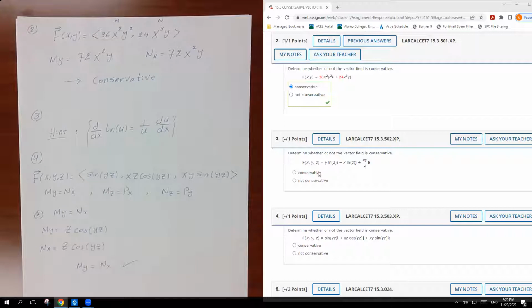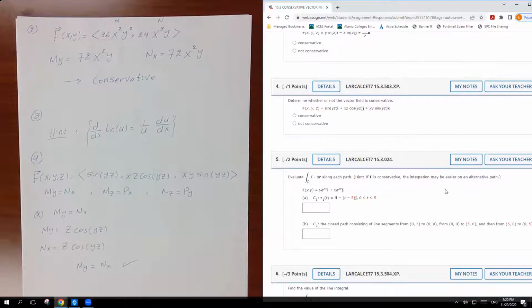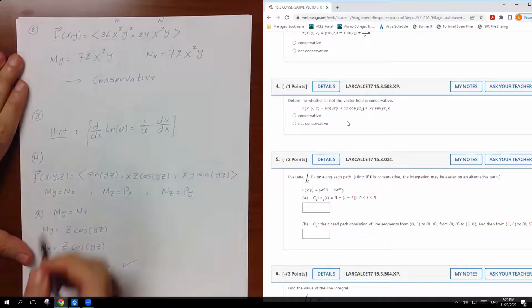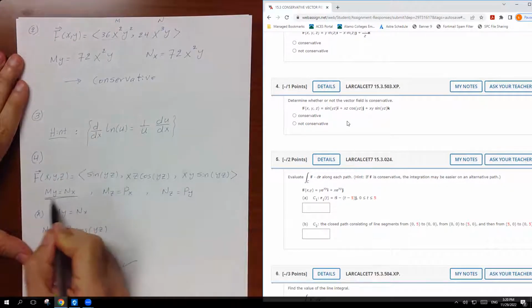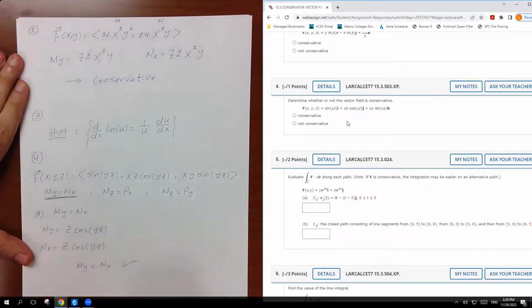But for this one, we have x, y, z. So you have to check. We're going to use the same rule as in example 4. For example 4, when you have x, y, z, if you have two coordinates, you're going to use M sub y and N sub x to check if it's conservative or not.